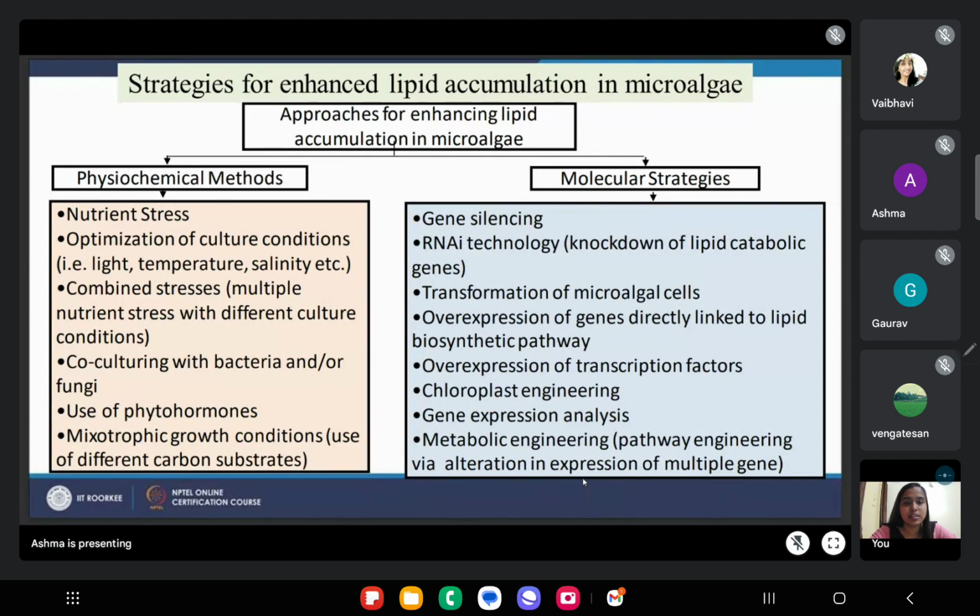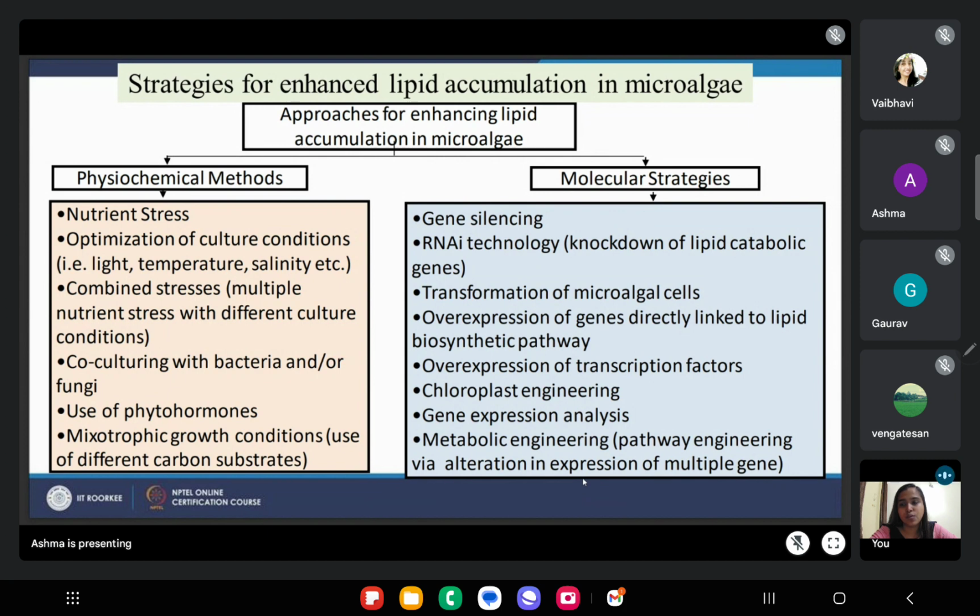For every strain there are some optimum temperature and other conditions which, if we apply and optimize, then algae or any other strain of microorganism will have the highest yield. So we can optimize the conditions for algae. We can optimize light intensity or light duration. We can optimize temperature. We can optimize the salinity, etc. Next is combined stress, like we can give multiple nutrient stress along with different culture conditions.